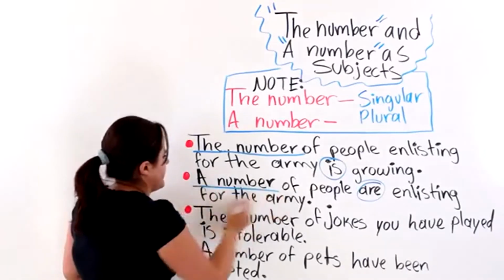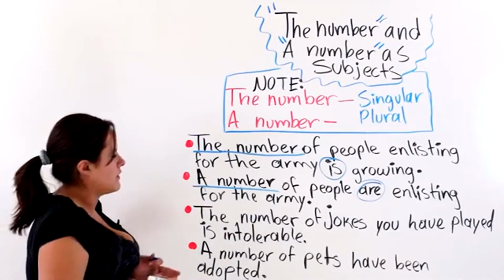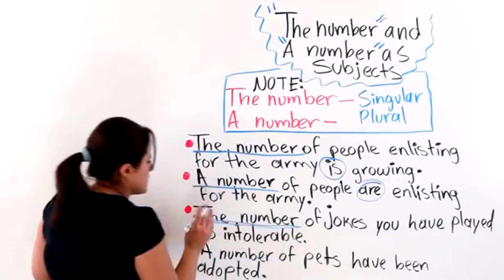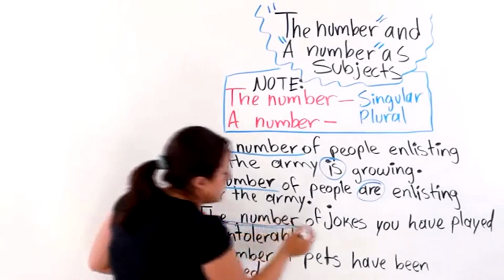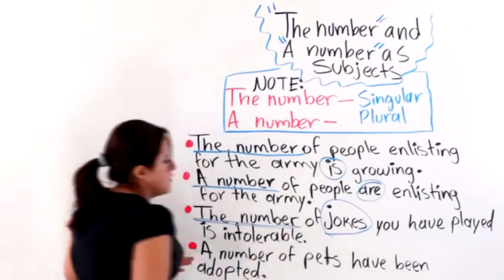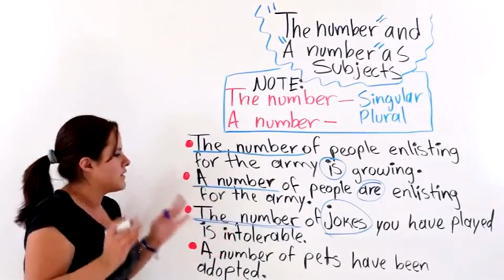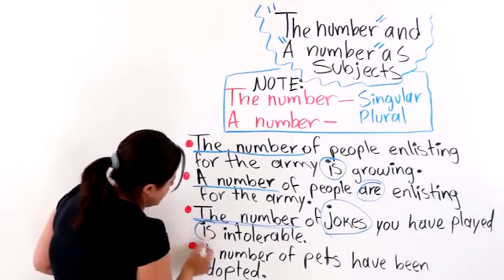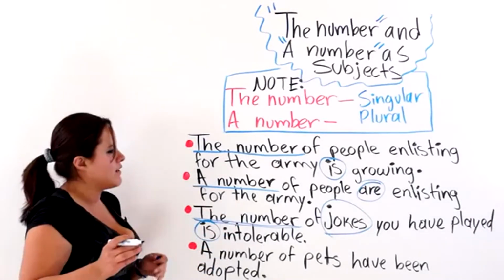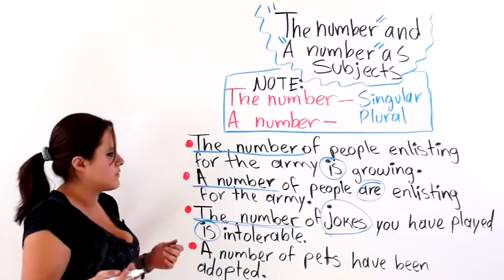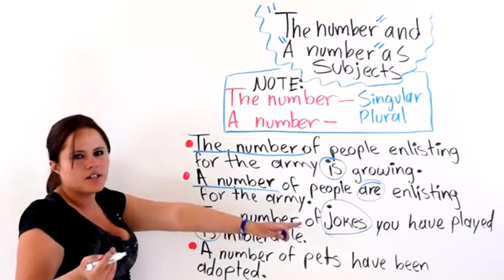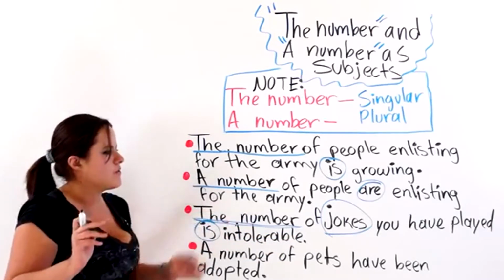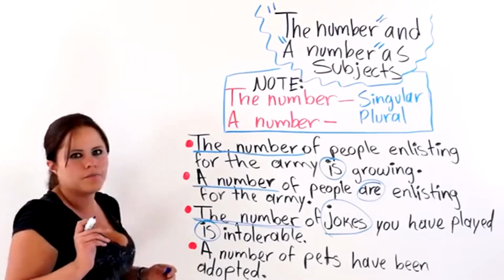All right? Next one. The number of jokes you have played is intolerable. The number. The expresses singularity. So even though you are talking about jokes, that is not the subject. The subject would be the number, okay? Is intolerable. If you said the jokes you have played, then you would say are intolerable. But jokes here is working as a part of the prepositional phrase. The number of jokes you have played is intolerable.